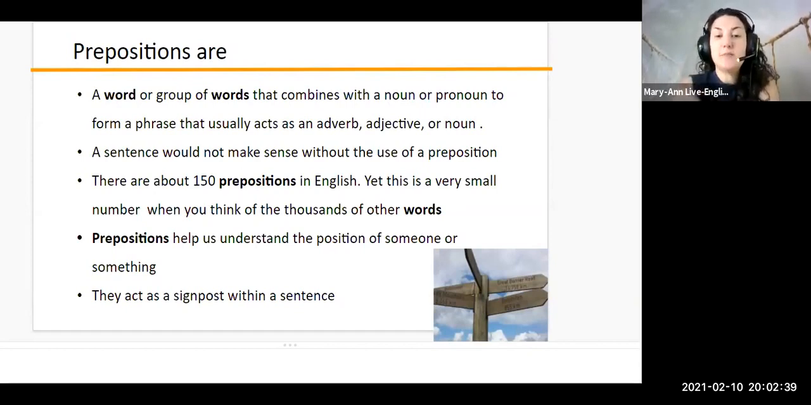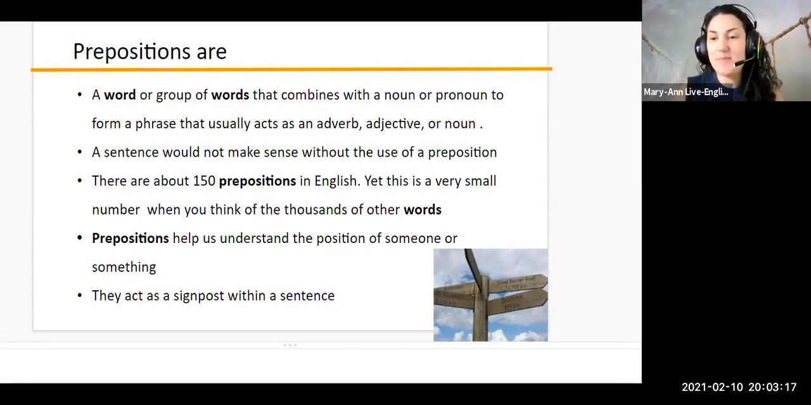Okay, and this prepositional phrase can act as an adverb. Okay, so he was running on the street. It can act as an adjective. For example, the sound of the wind. And it can also act as a noun, though this is the most uncommon version of what the preposition can do. So, a sentence would not make sense without the use of a preposition.